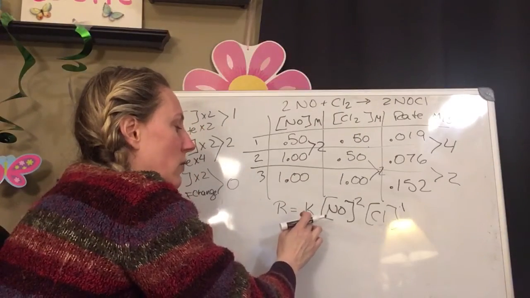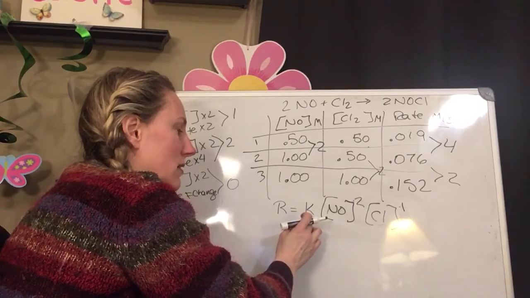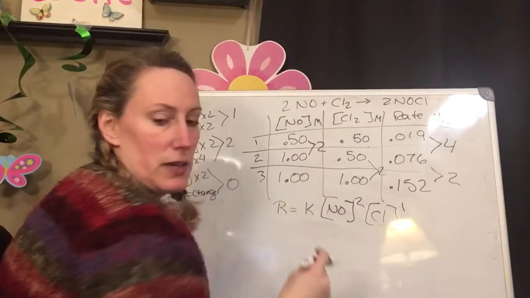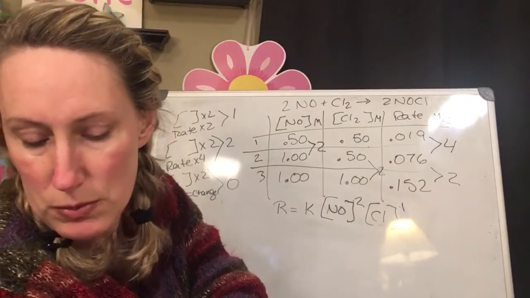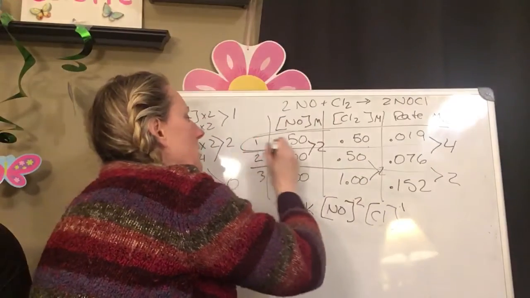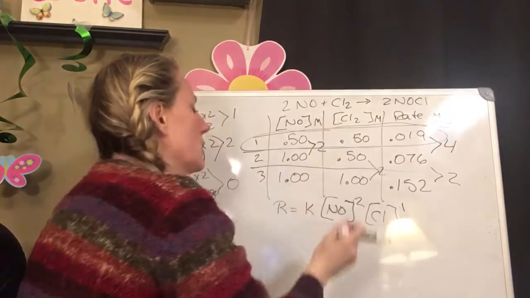I now want to figure out what my rate constant is. To do that, I pick one of my trials, doesn't matter which one it is. I'm going to do the same one that they do in the book just so that my numbers match. So they did the first trial. You can pick any one you want. Your numbers are going to come out the same.